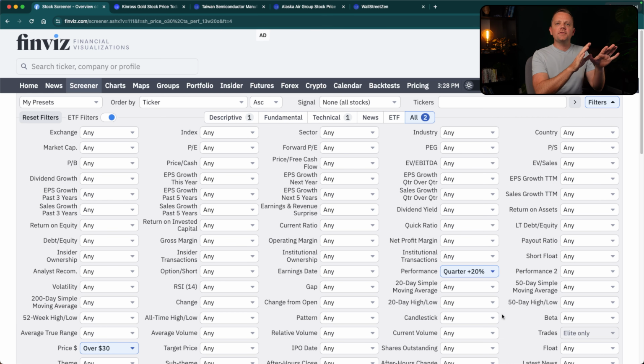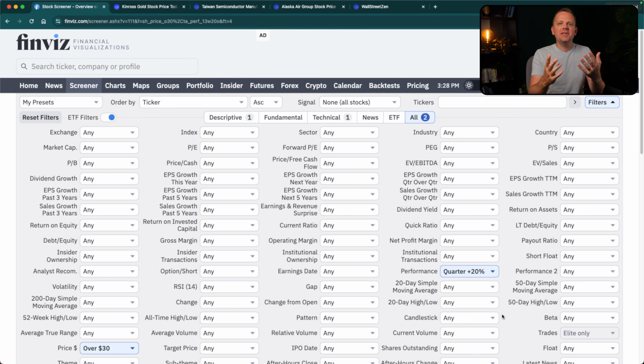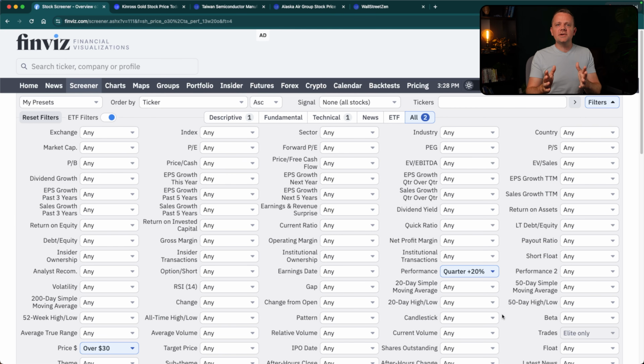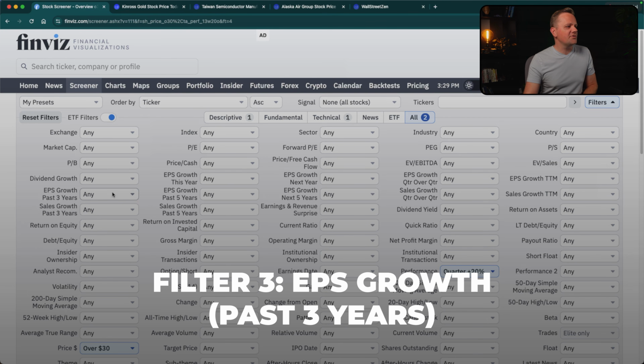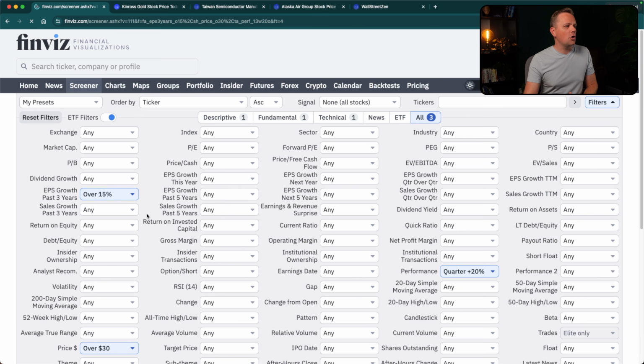So we're going to add 3 earnings growth filters here. And together, they're going to answer the only question that really matters about a growing company. Is the growth real, and is it sustainable? All right, so the next filter is we're going to go over to EPS growth over the past 3 years, and we're going to set it to plus 15%, over 15%. This means the company has a track record. It's not a 1-quarter wonder. Consistent earnings growth over 3 years means the business model actually works.